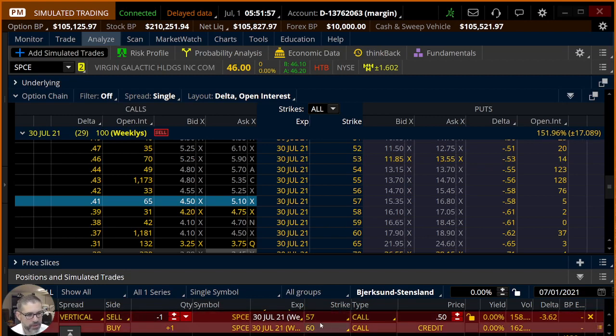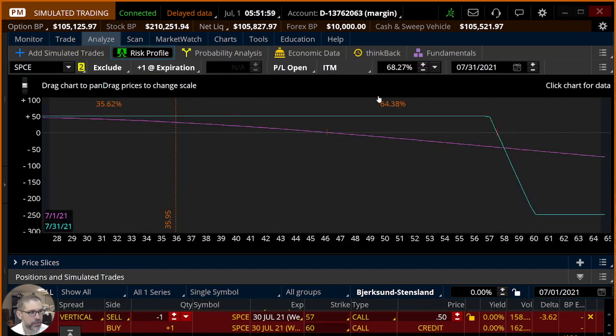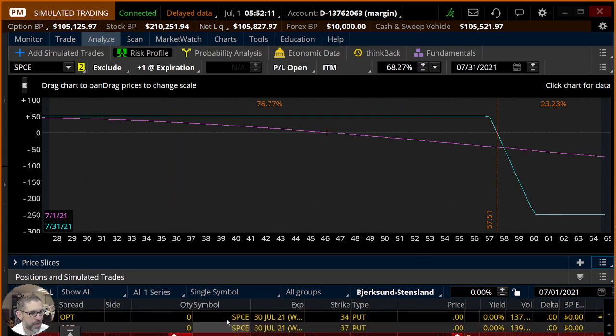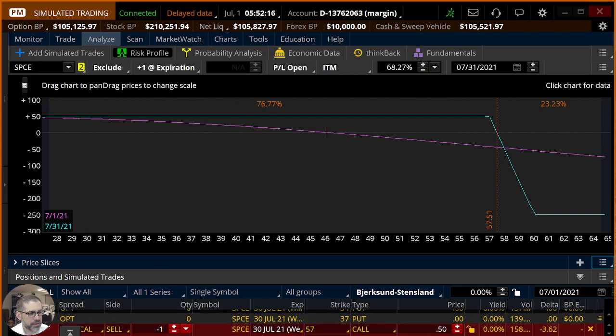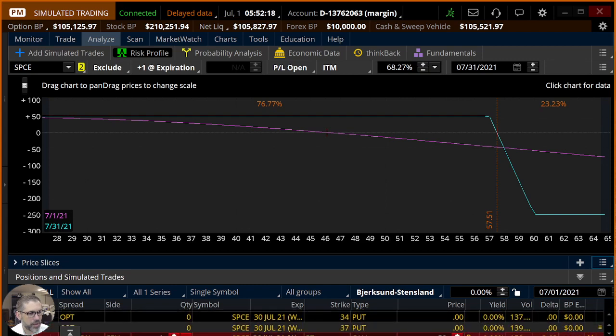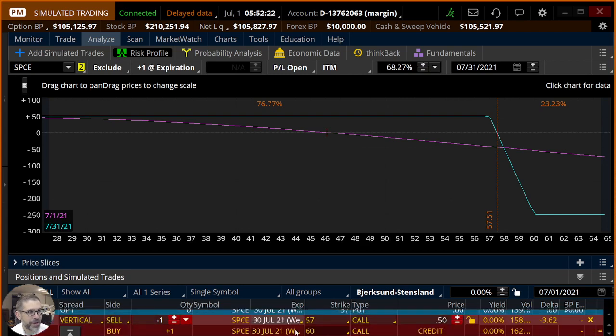So why don't we go ahead and take a look at our probabilities for this one. Let's set that to break even. There it is. We're looking at a 76% probability of profit on this one. Is that really right? Okay. I don't know about that. Maybe this is messing with it. No, it's not. Okay. So let's see what happens.